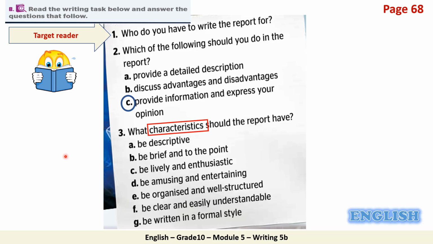Let's check your answers. We have B, be brief and to the point. So you have to write it shortly. What else? Be organized and well structured. What else? Be clear and easily understandable. So you need to make sure whoever is reading your report will understand it easily. And finally, it needs to be written in a formal style.